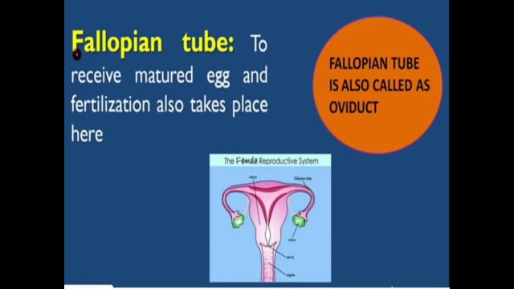Then the fallopian tube, which is also called the oviduct. The fallopian tube receives the matured egg, and fertilization also takes place in the fallopian tube. It has a major contribution in the process of fertilization; that is, the process of fertilization takes place over there.